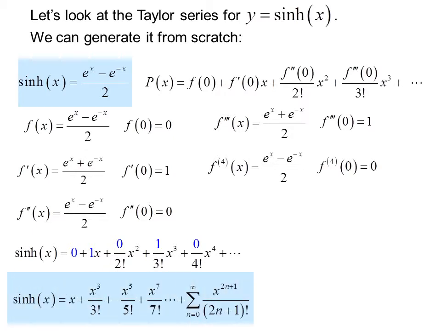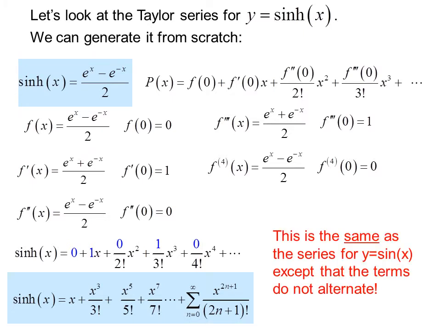Every other term drops out, and we get sinh x equals x plus x cubed over 3 factorial plus x to the fifth over 5 factorial plus x to the seventh over 7 factorial, which is equal to the summation from n equals 0 to infinity of x to the 2n plus 1 over 2n plus 1 factorial. This is the same as the series for y equals sin x, except that the terms do not alternate.